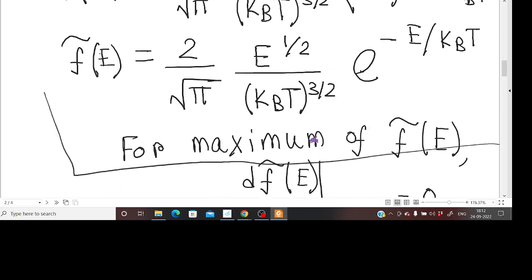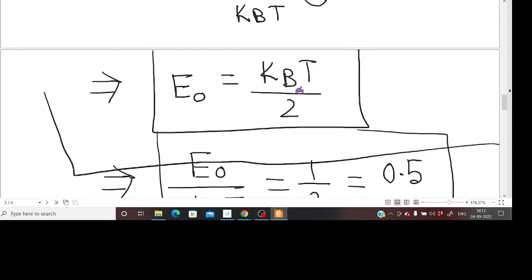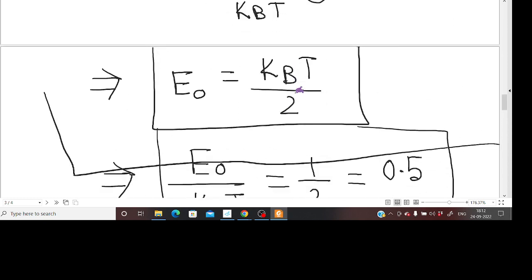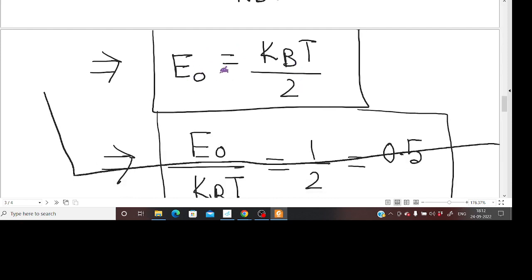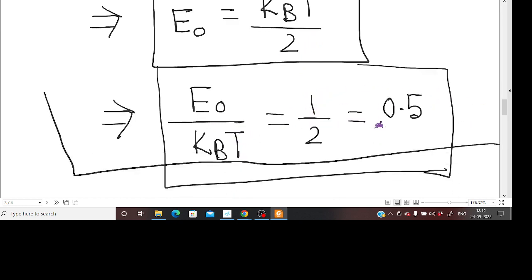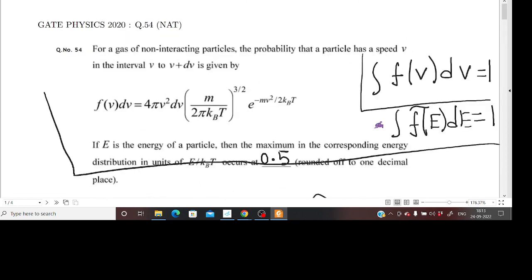Now it's very simple. Just find the differentiation of this with respect to energy E. If you do that and do some simplification, you get E0 equal to kVt by 2. So E0 by kVt is equal to half, or 0.5. So the maximum of this energy distribution occurs at E0 equal to kVt by 2, or 0.5 into kVt. So this question's correct answer is 0.5.